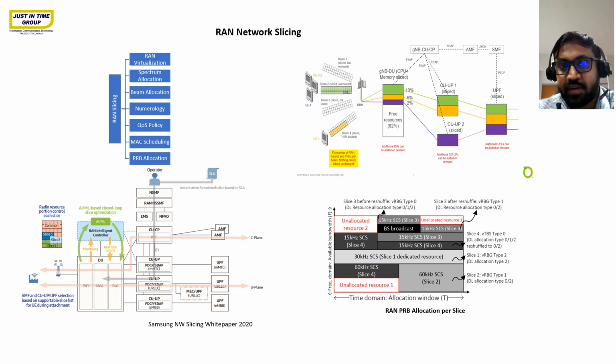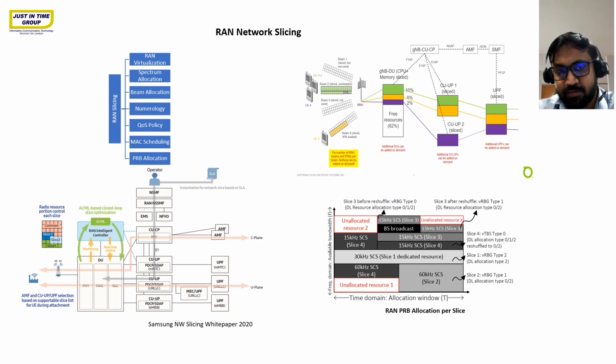And we can do slicing using beam allocation itself, because we'll be working with higher MIMO configurations, that means 16 by 16 MIMO configuration or something like that. So we'll be working with massive MIMO radios. In 5G, we will go beyond that. And so we should be able to do beam forming, beam steering, and all that stuff. So we can allocate certain beams per network slice.